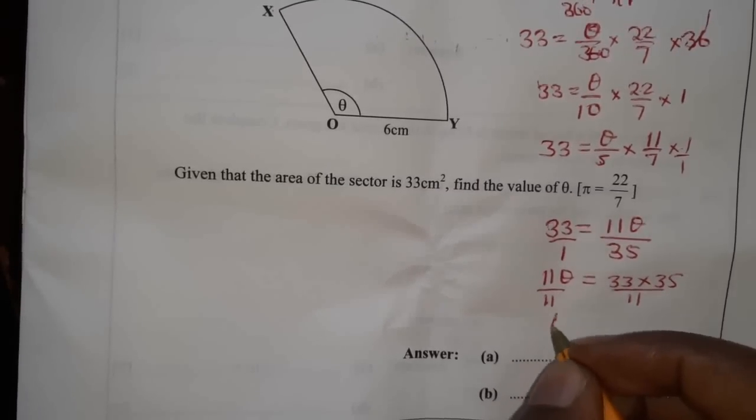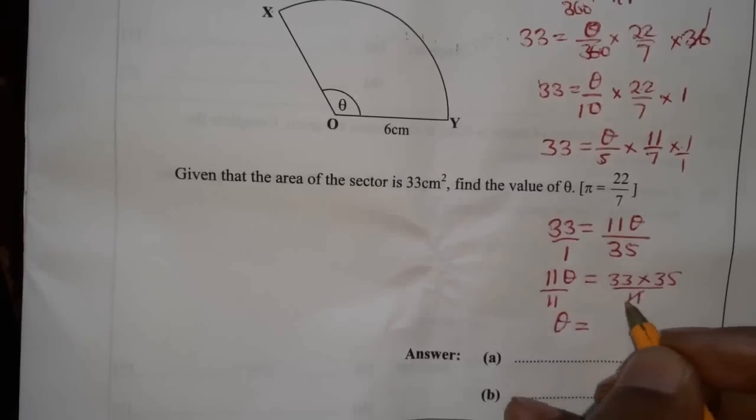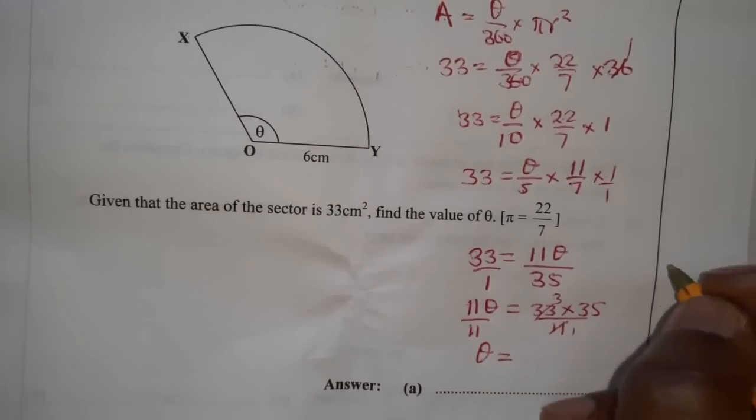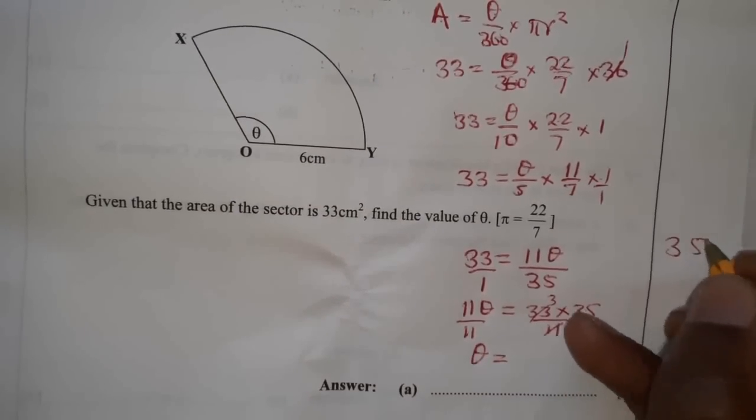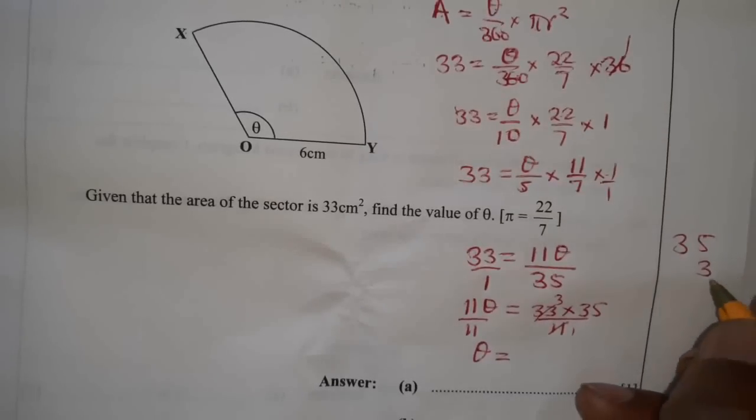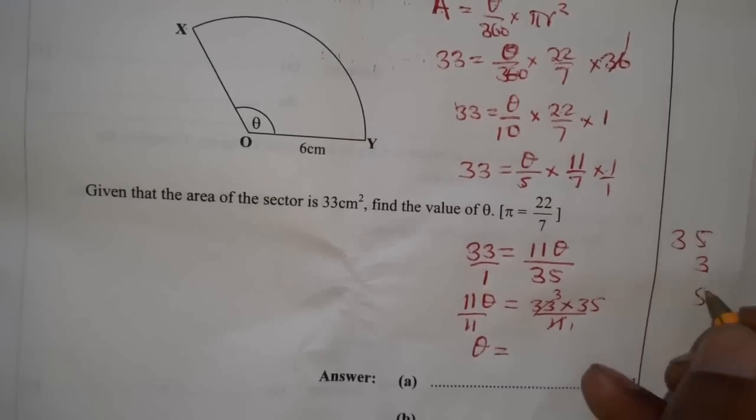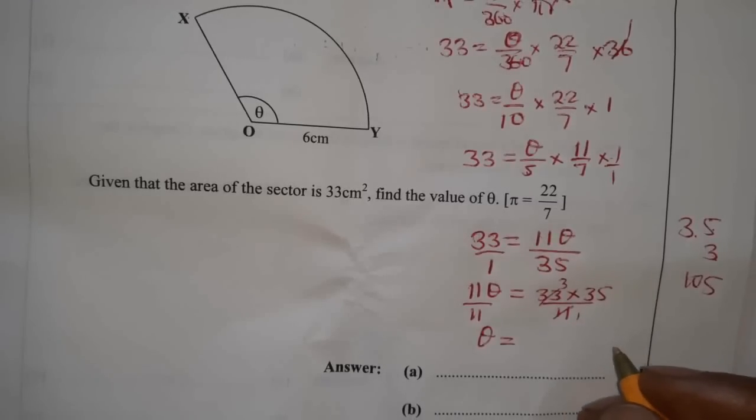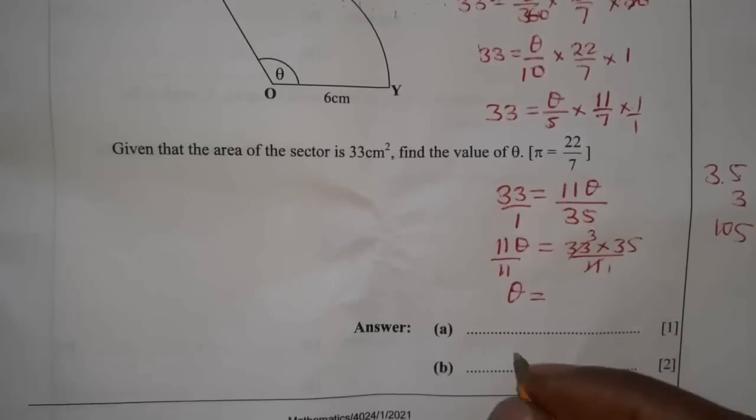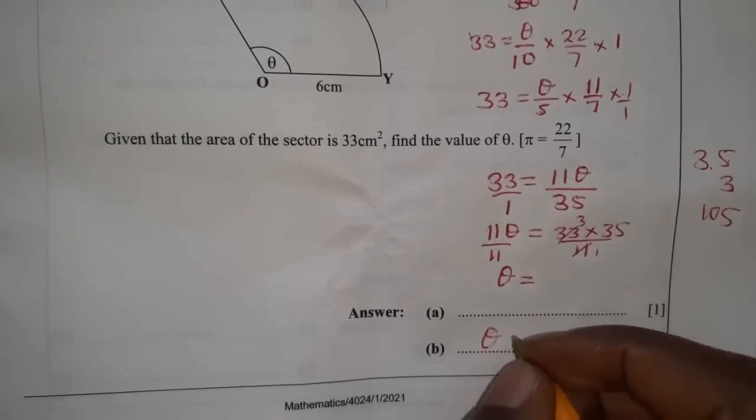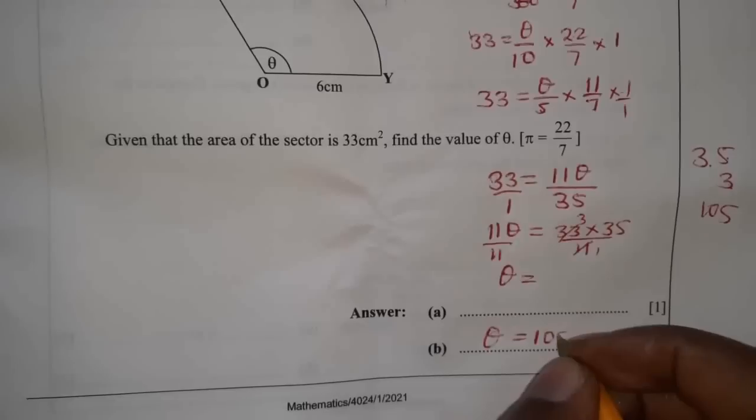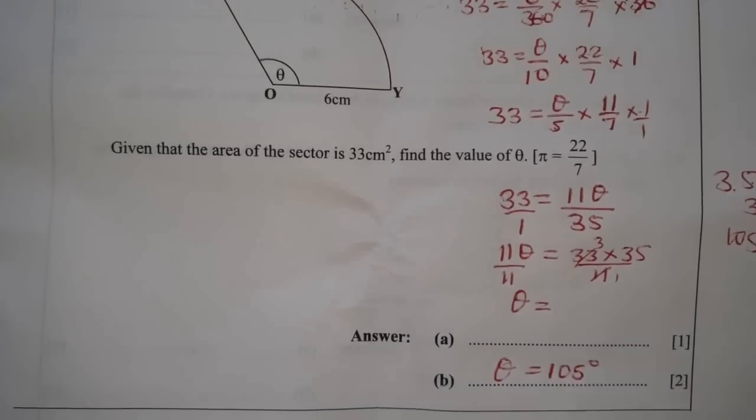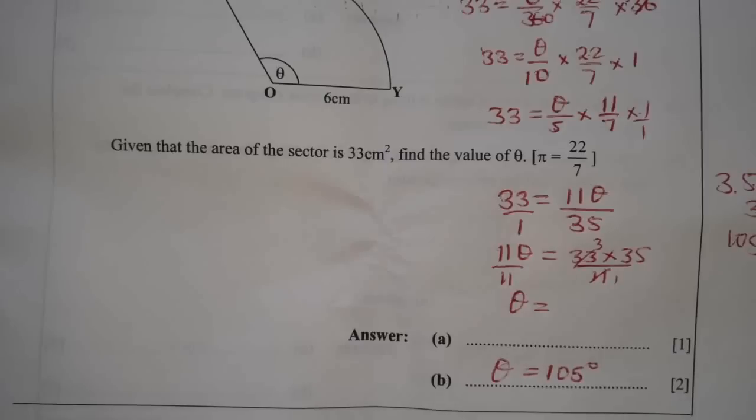Then we say theta is equal to 11 here, it's 1. 11 here, it's 3. So we need to multiply now 35 by 3. What do we get? This gives us 15, this gives us 9, 105. Okay? Take note of that. So theta is equal to 105 degrees. Okay? Don't forget. That's what we're supposed to have.